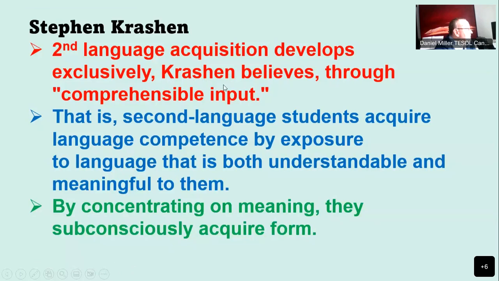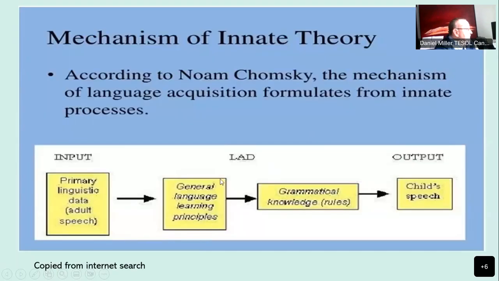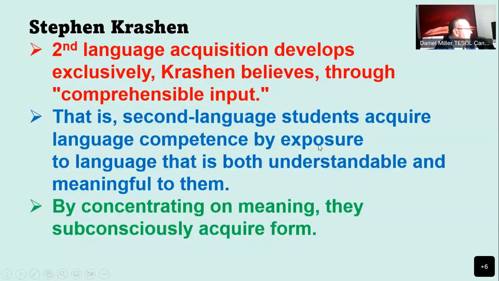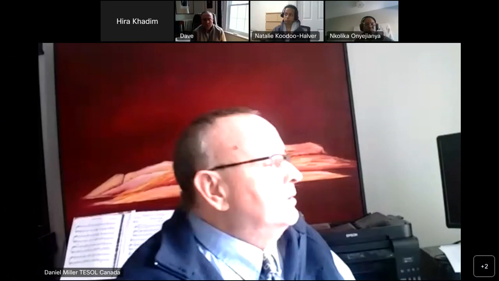And then there was Krashen's second language acquisition. Stephen Krashen said that it develops exclusively through comprehensible input. So Krashen was not a believer of the language acquisition device. Krashen said that as a second language, students acquire language competence by exposure to language that is both understandable and meaningful to them. By concentrating on meaning, they subconsciously acquire form. So there are different theories around how language is acquired. You've got Noam Chomsky, you've got Stephen Krashen, and these are all explained in the Canvas platform.